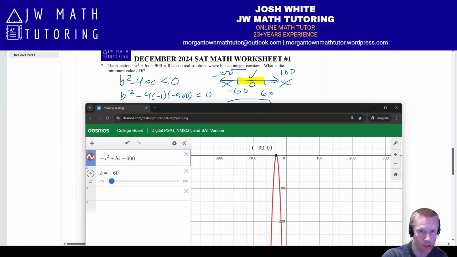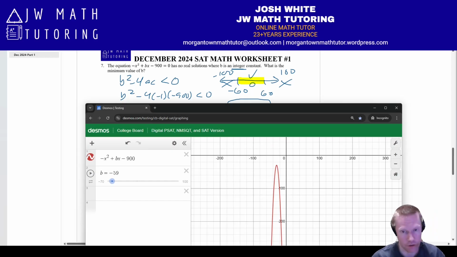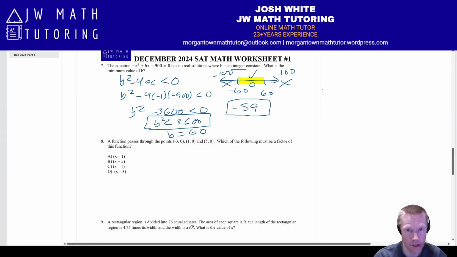So what's the smallest integer value of b for no real solutions? Just past it. It's right here, negative 59. So the correct answer to this problem is negative 59, at least the way that I have worded it by specifying b as an integer value.